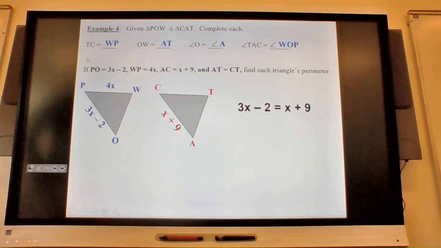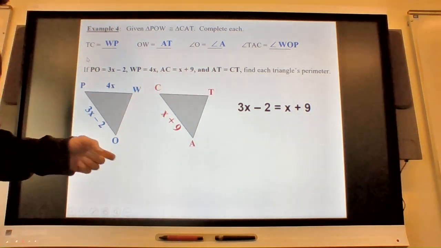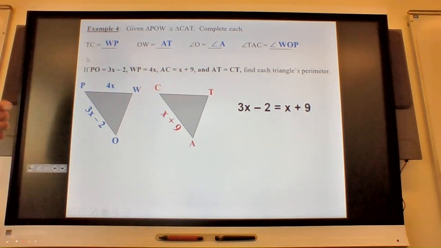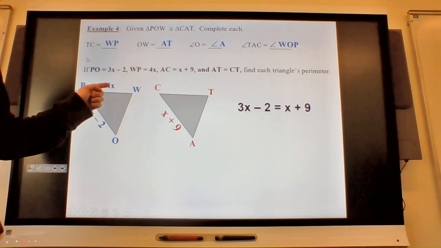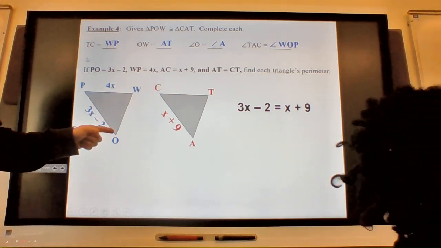The other thing you also know is that AT and CT were congruent. That's important, which means if this is 4x, this is also 4x.